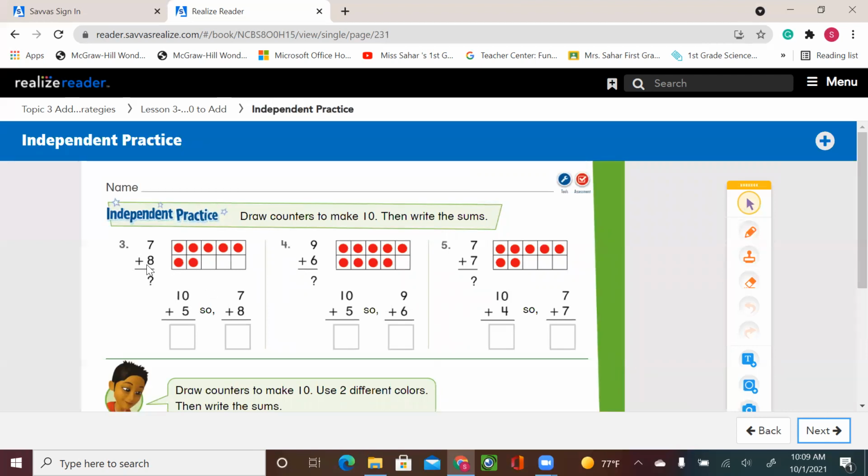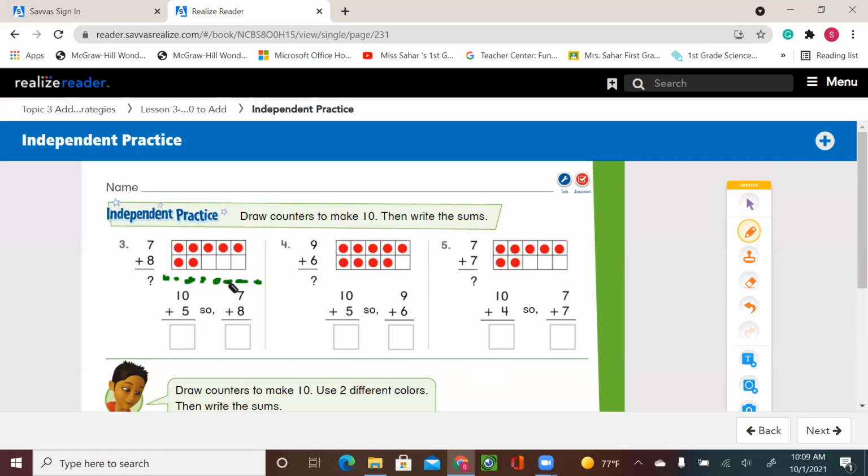So I have 7, and I need to have 8. Let me put my 8. 1, 2, 3, 4, 5, 6, 7, 8. All right, I have my 7. I have 3 empty boxes. I need to move 3 from my counters outside into the 10 frame to have a full 10 frame.